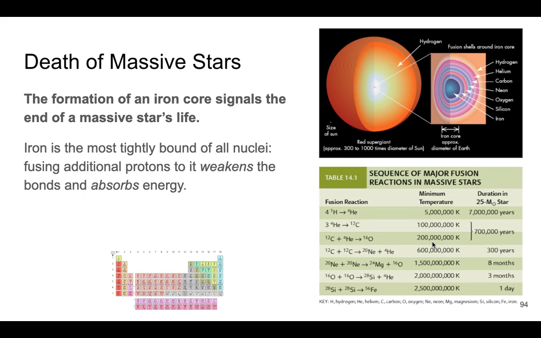So the formation of an iron core signals the end of a massive star's life. All the other fusion it's done up to this point required a lot of energy to make happen, but it gave the star more energy out of it than it took to make it happen. Iron is the swing point in this process. It takes a lot of energy to try to fuse iron into anything else, but you get less energy out of it than you had to put in, which means you're not getting the energy you need to counteract the gravity. So you're trying to fuse iron, but you're losing every time you do it.